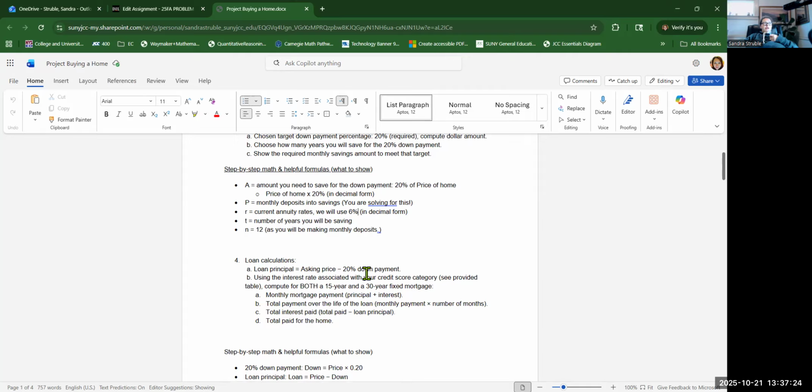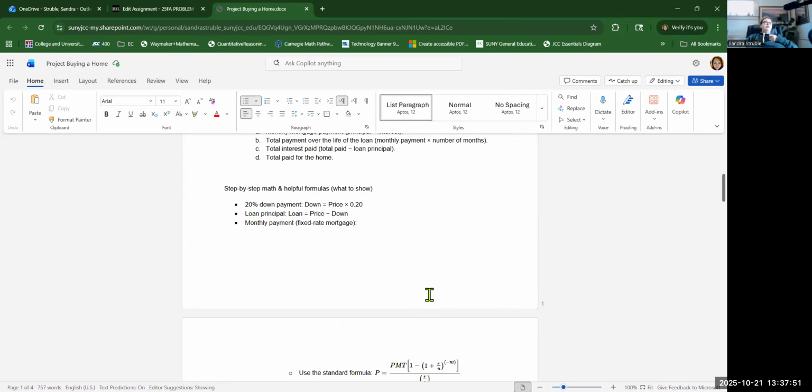For the loan calculation, to find out how much your loan is going to be, you take the loan principal, the amount that they're asking for the house, and subtract the 20% off. That is going to be your P for your loan formula. Using the interest rate associated with your credit score, there's a category down below. You're going to compute for both a 15-year and a 30-year fixed mortgage. Find out what your payment would be for both.